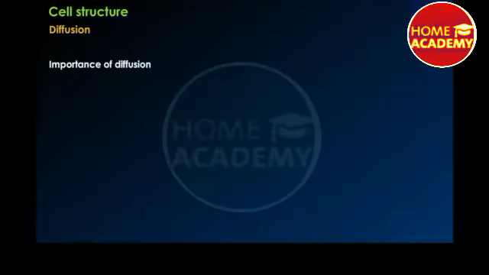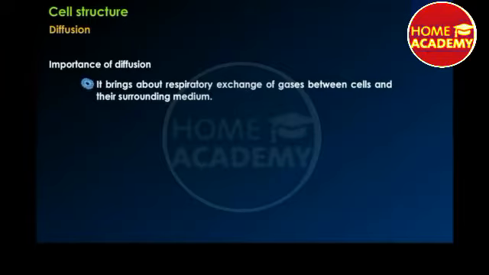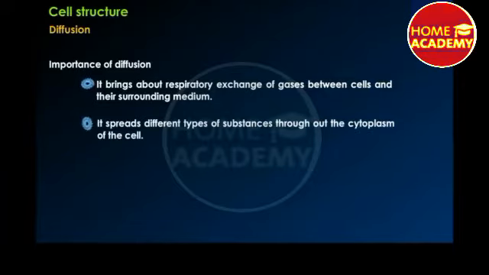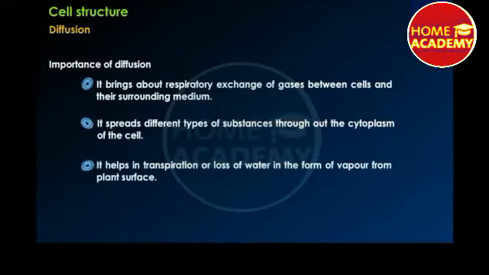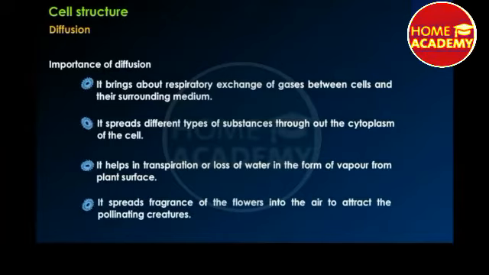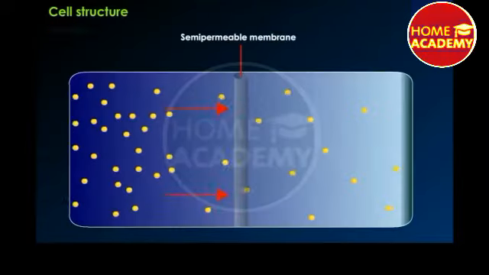Importance of diffusion. It brings about respiratory exchange of gases between cells and their surrounding medium. It spreads different types of substances throughout the cytoplasm of the cell. It helps in transpiration or loss of water in the form of vapor from plant surface. It spreads fragrance of the flowers into the air to attract the pollinating creatures.